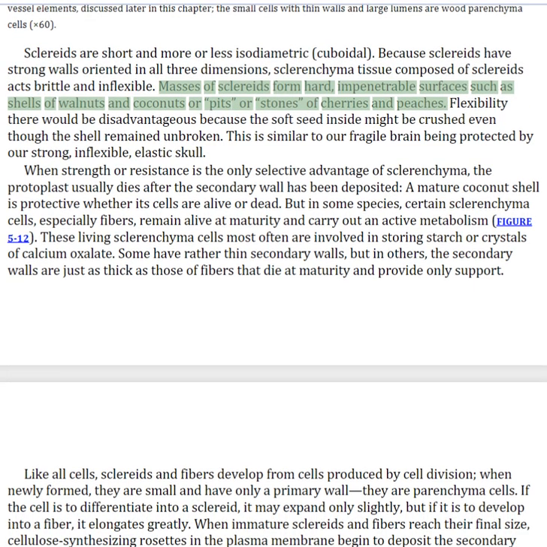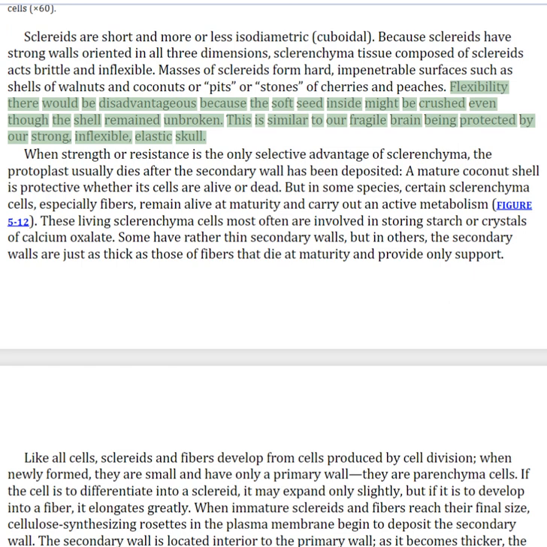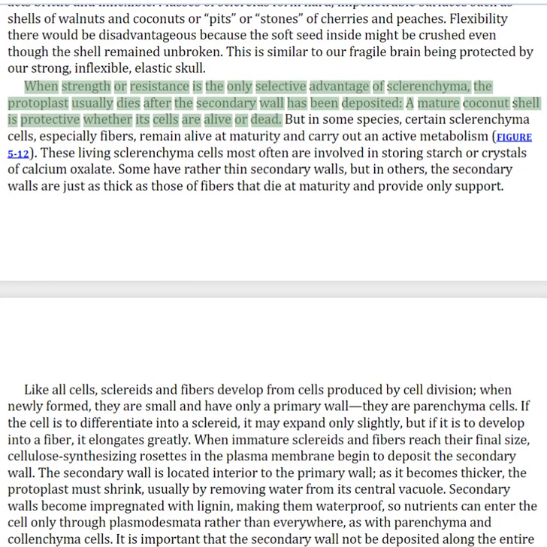Masses of sclerids form hard, impenetrable surfaces such as shells of walnuts and coconuts or pits or stones of cherries and peaches. Flexibility there would be disadvantageous because the soft seed inside might be crushed even though the shell remained unbroken. This is similar to our fragile brain being protected by our strong, inflexible, elastic skull. When strength or resistance is the only selective advantage of sclerenchyma, the protoplast usually dies after the secondary wall has been deposited. A mature coconut shell is protective whether its cells are alive or dead.